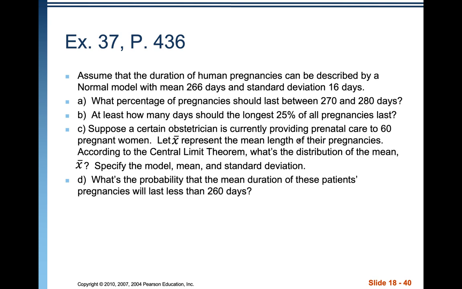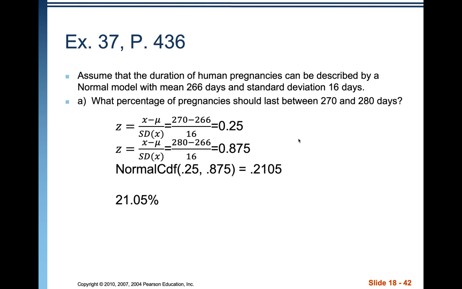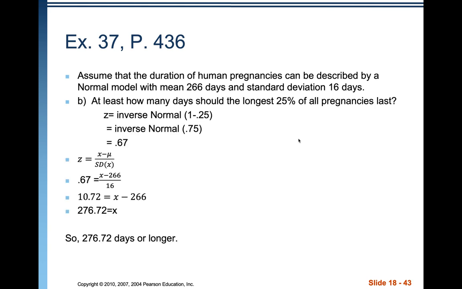All right, well, let's figure that out. First, we need to find the z-score of our two endpoints. So the z-score associated with 270 days, when we subtract the mean and divide by our standard deviation, is 0.25. For 280 days, it's 0.875. So we just do normal CDF from 0.25 to 0.875, and we get 0.2105, so 21.05%.